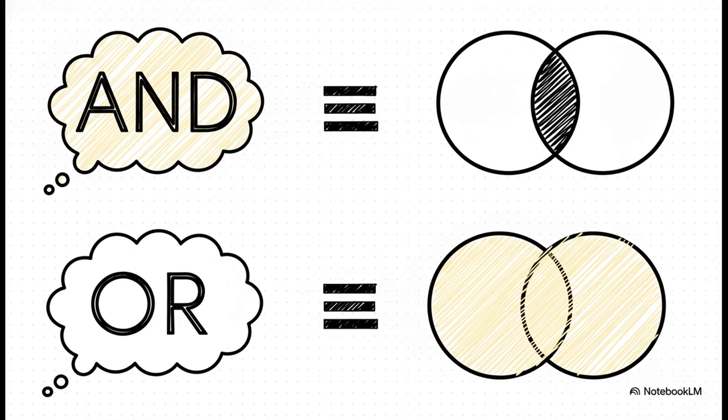And here it is. This is the big aha moment. The logical operator AND is the exact same concept as the set operator intersection. They're both just about finding the overlap. And the logical OR is the exact same thing as the set union. They're both about combining everything. One is a sentence, the other is a picture, but the core idea is exactly the same.